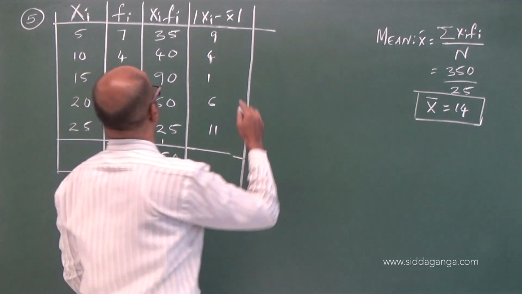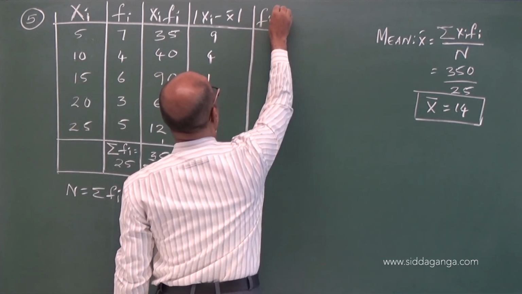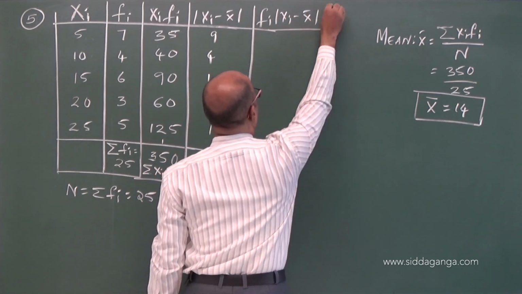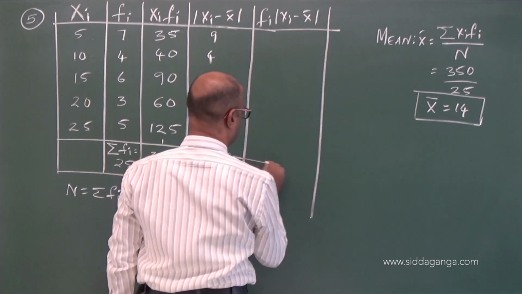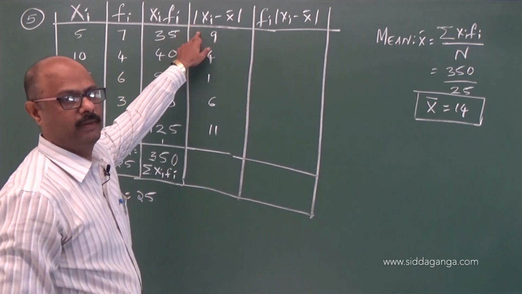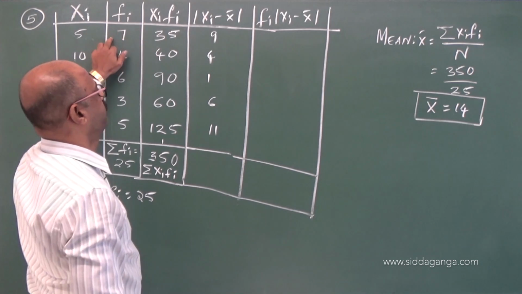The next column is fi into modulus of xi minus x bar, which means this column, modulus of xi minus x bar, you should multiply with the frequency.